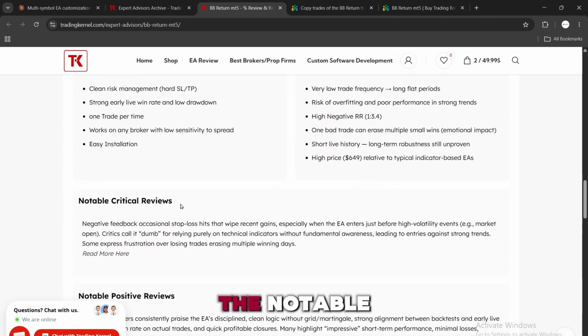So let's look at some of the notable critical reviews for this expert advisor. So users complain that whenever a stop loss is hit, it wipes out the majority of the recent gains, which is not good emotionally for the trader.